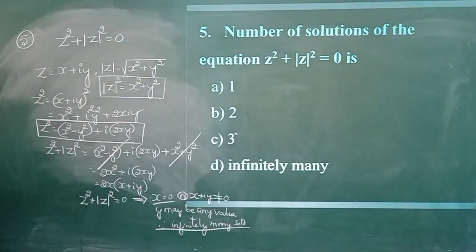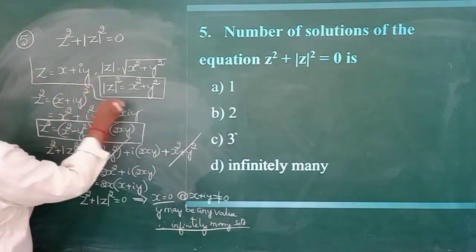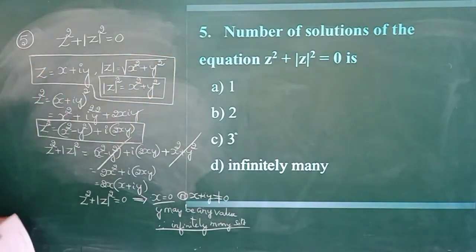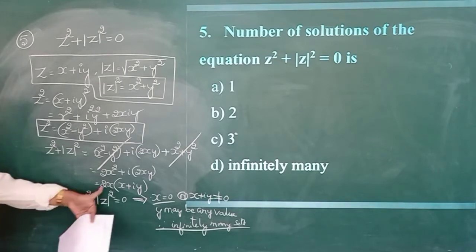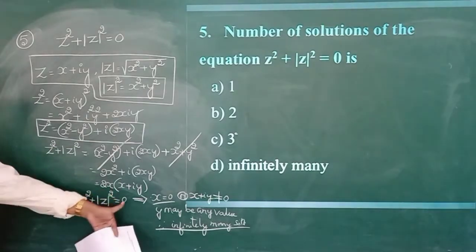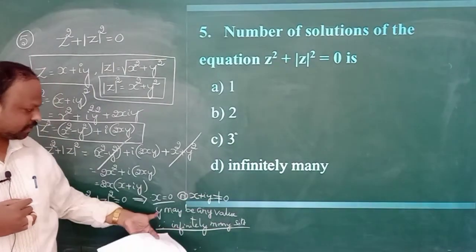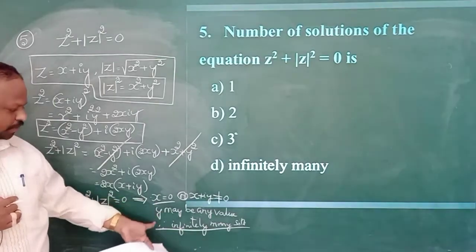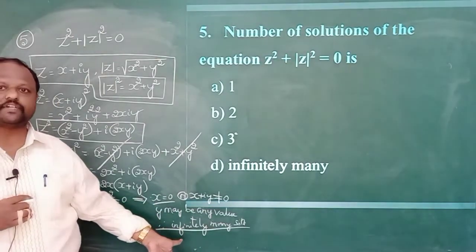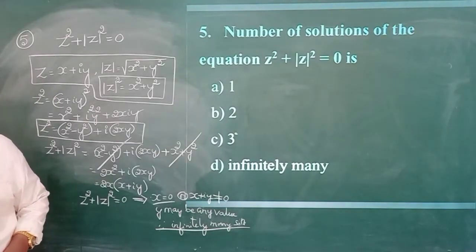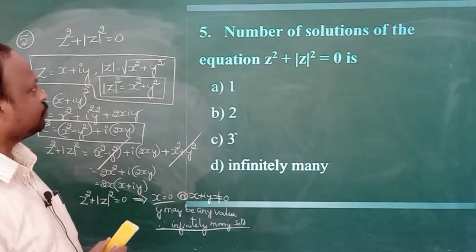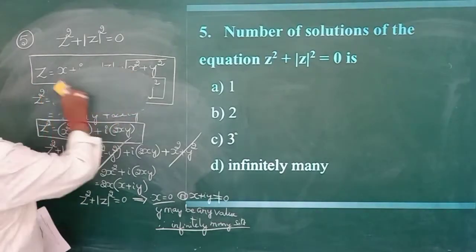So I will repeat once again. Mod z formula is what? If z is equal to x plus iy, mod z is root of x square plus y square. Mod z square is x square plus y square. If you simplify this, you will get 2x into (x plus iy) equal to 0. x may be 0, but x plus iy cannot be 0. y may be any value. Therefore, you can get infinitely many solutions. We'll go for the next one.